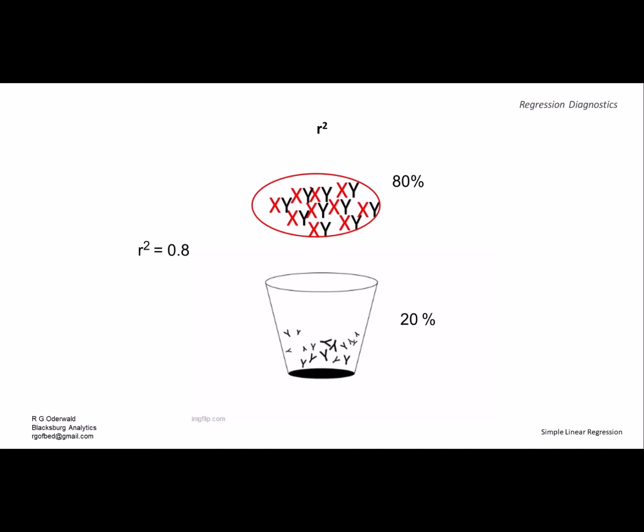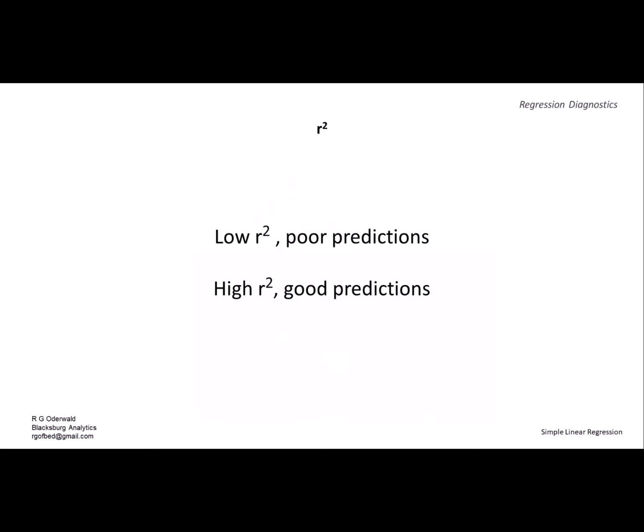An R square of 0.8 means 80% of the variation in Y comes out with the sponge. 100% minus 80% is the amount of variation in Y remaining in the bucket, called the residual. An R square near 0 means X has little association with Y. The regression predictions will not be reliable. R square near 1 means the regression predictions are very reliable.